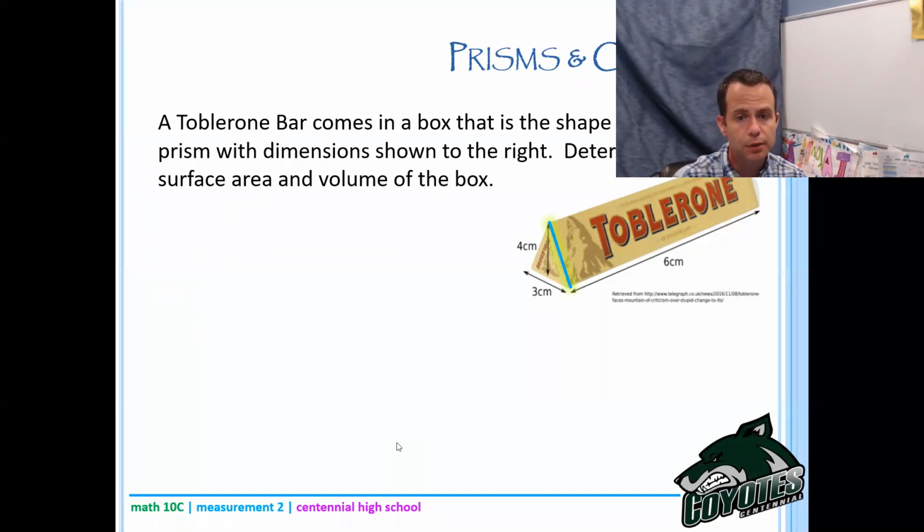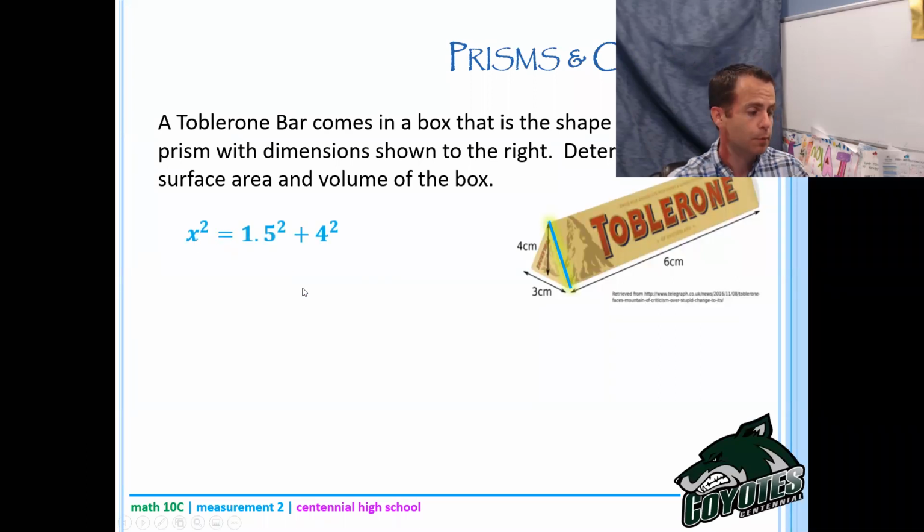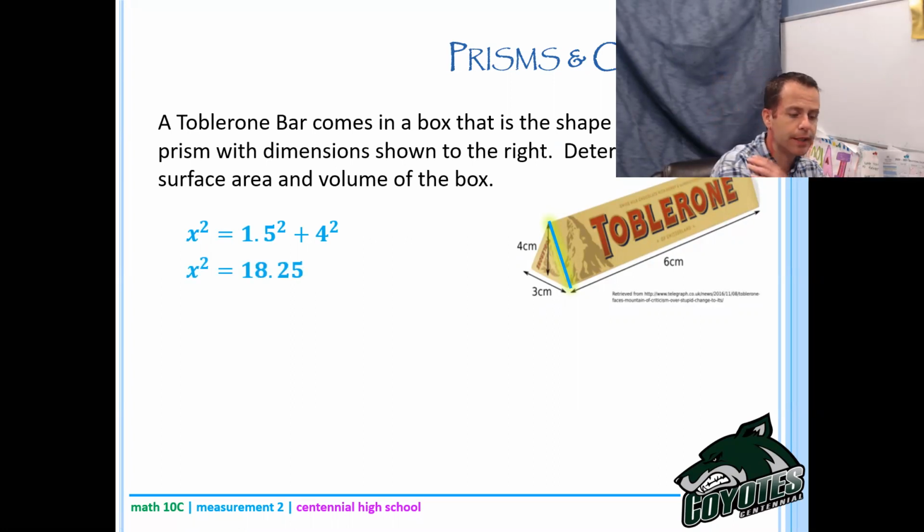I've got a right triangle if I take that triangle and cut it in half. I know that this is 4, and I know that this is 1.5 because it would have to be half of 3. So 1.5 squared plus 4 squared equals my hypotenuse squared. So x squared equals 1.5 squared plus 4 squared, which is 18.25.